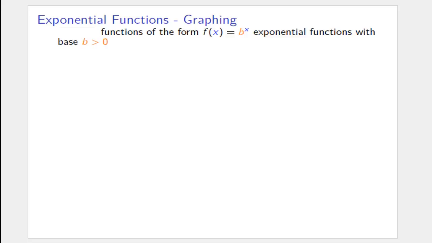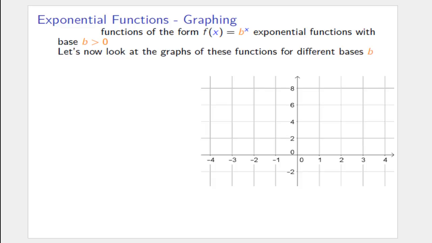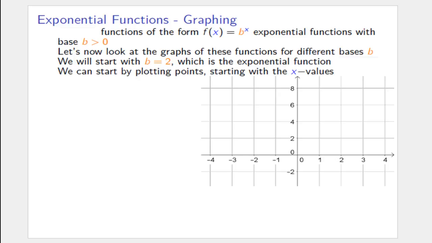We called functions of the form f of x equals b to the x exponential functions. And we saw that we needed our base b to be bigger than 0. Let's now look at the graph of these functions for different bases b. We will start with the example b equals 2 that we've been working with. As we have with other graphs, we can start by plotting points, starting with the x value and finding the y value.